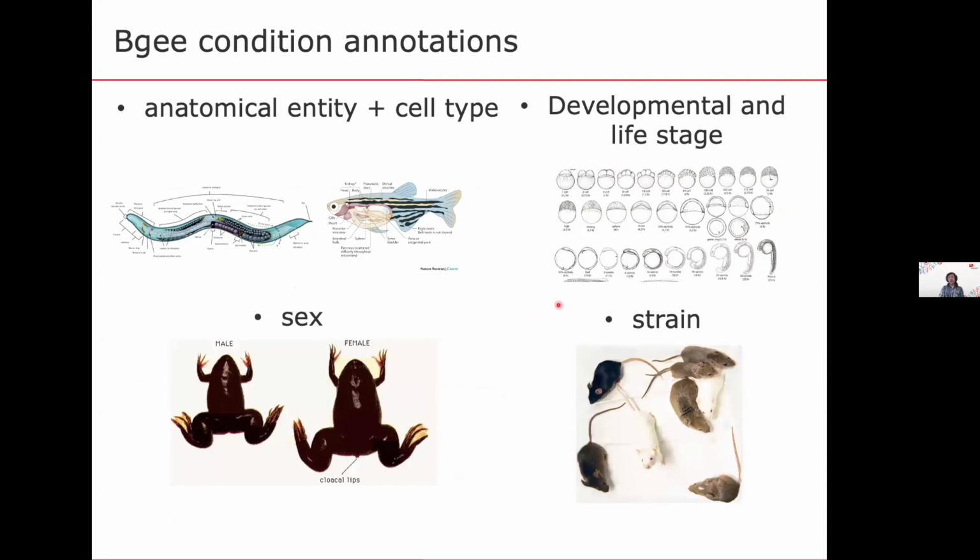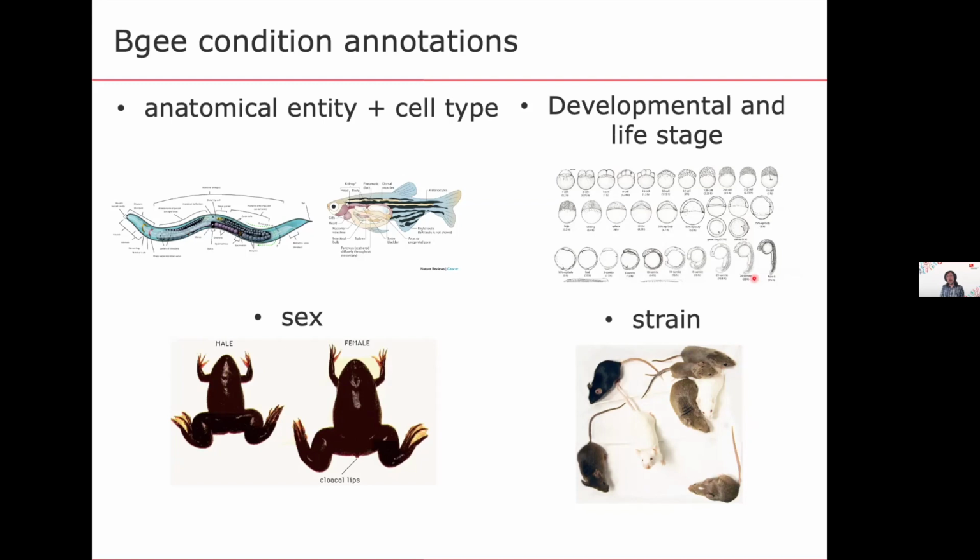So what do we annotate? We annotate gene expression to anatomy. This is what I've been speaking about. So anatomy is both the anatomical entity and the cell type, as I showed you in the examples earlier when I demoed. We also annotate to developmental and life stage. So you want to know that this gene is expressed in, not just the liver, but you want to know, is it in the adult liver? Is it in the juvenile liver? Is it in developing liver in the embryo? Is it in an old liver?